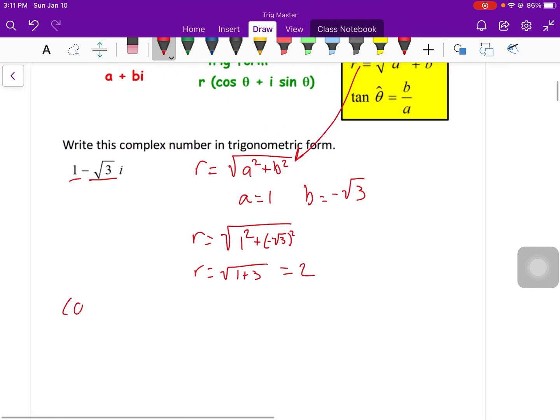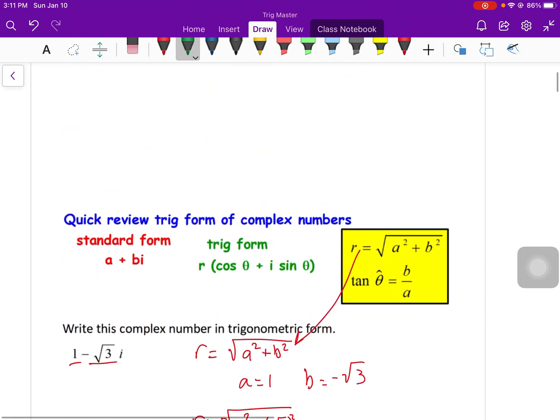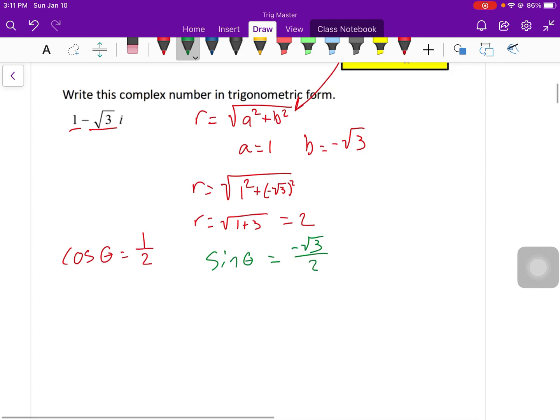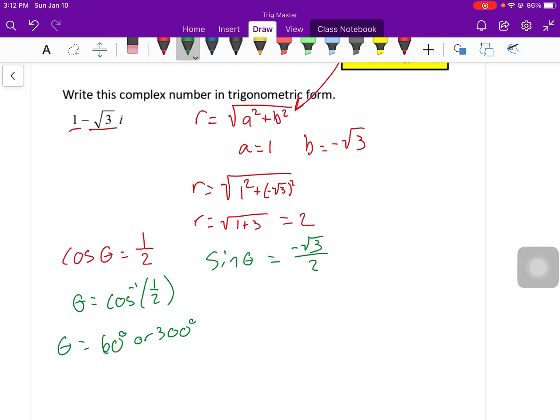Well, if r is equal to 2, that means cosine of theta has to equal that real portion, which is 1, divided by the radius, or the modulus, which is 1/2. It also means that sine of theta has to equal that complex part divided by 2. So if this is the case, theta is equal to cosine inverse of 1/2. So theta is going to either equal 60 degrees or 300 degrees.